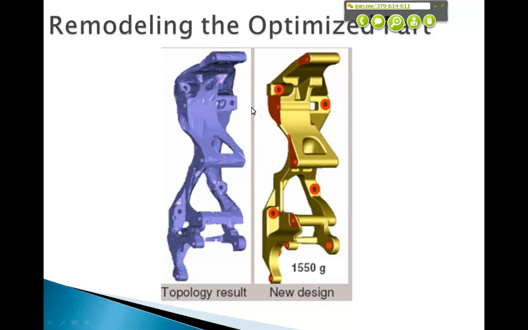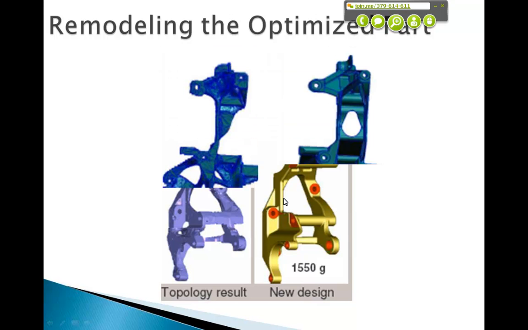Once you see that as an engineer, then what you need to do is say, okay, I need to build a part that's manufacturable and looks something like that, where initially you're not able to predict that. And so the goal of this week is to bring in an optimized part and remodel it into something that is manufacturable.